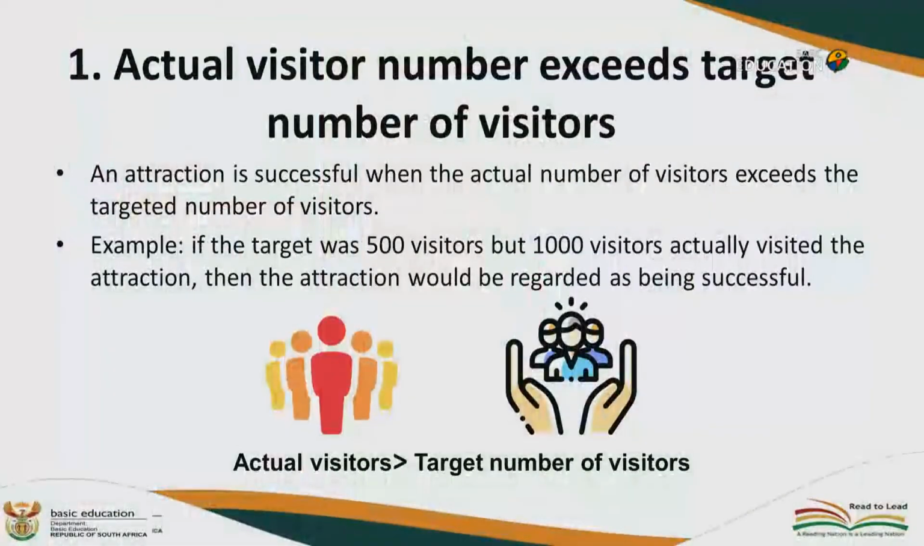The first one is the actual number of visitors exceeds the target number of visitors. An attraction is successful when the actual number of visitors exceeds the targeted number of visitors. I repeat, and slowly so. An attraction is successful when the actual number of visitors exceeds the targeted number of visitors. An example would be, if the target was 500 visitors, but 1,000 visitors actually visited the attraction, then the attraction could be regarded as being successful.